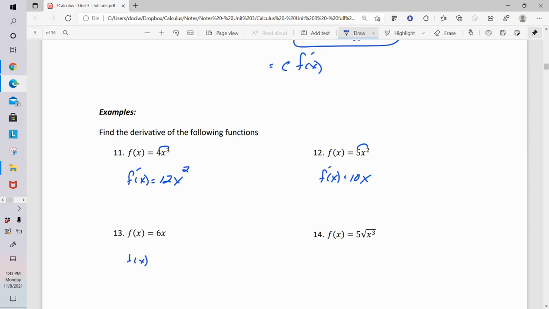If f of x equals 6x, that's 6x to the first. 1 times 6 is 6. That's going to be x to the 1 minus 1, or x to the 0. But x to the 0 is 1, so that's simply just 6.